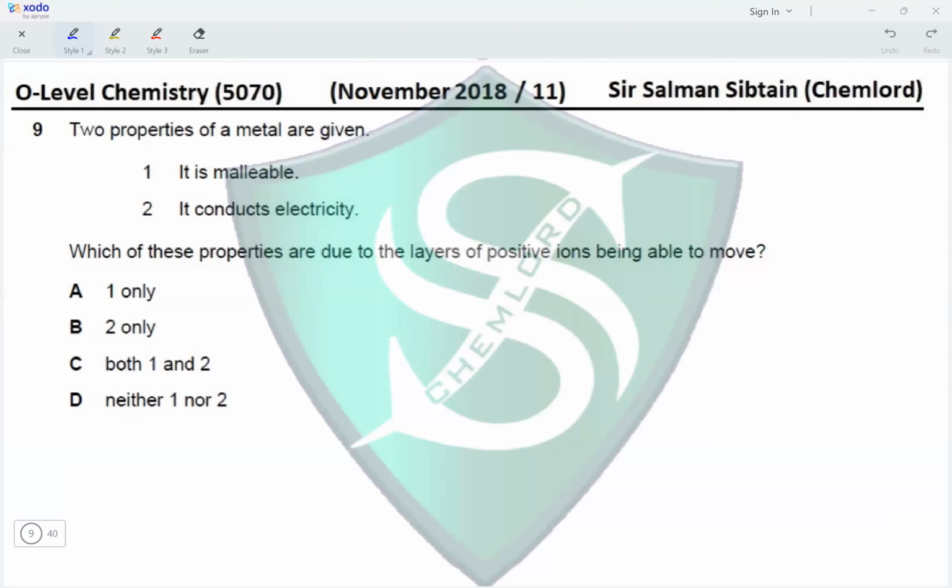Now, conduction of electricity is not due to movement of the positive ion layers, it is due to the movement of the sea of delocalized electrons. So option 2 is not explained by movement of the positive ion layers. So option 1 is explainable by this point, not option 2, making A the correct option for this question.